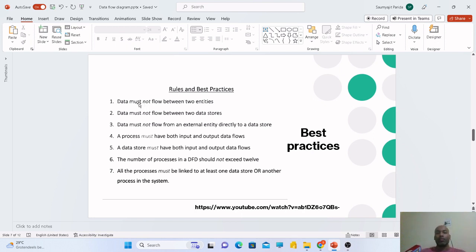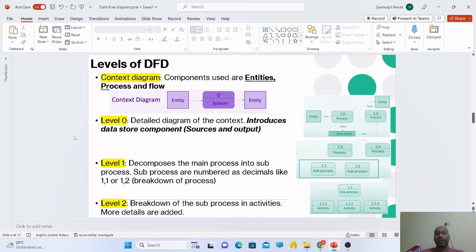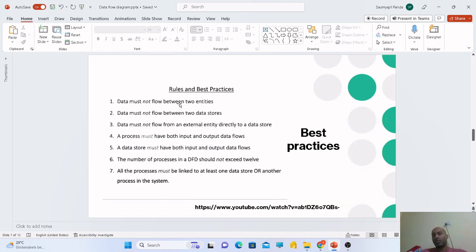Some of the best practices I would definitely like to discuss. Data must not flow between two entities, which means you cannot place two entities side by side with data flowing from one table to another, because then there is no transformation step, only a copy step happening. Data must not flow between two data stores, like from one database to another. You shouldn't copy, there should be a process in between. Data must not flow from an external entity directly to a data store.